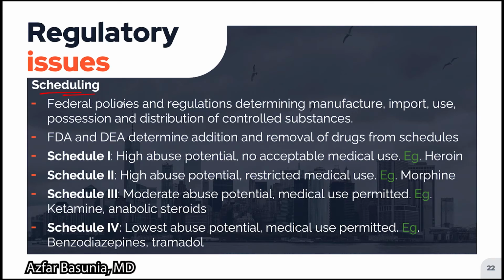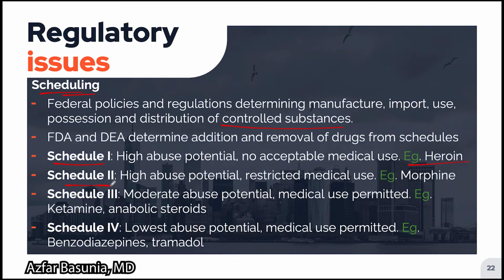Scheduling refers to federal policies and regulations determining the manufacture, import, use, possession, and distribution of controlled substances. The FDA and the DEA determine the addition and removal of drugs from schedules. A Schedule 1 drug has high abuse potential and no acceptable medical use. An example of this is heroin.